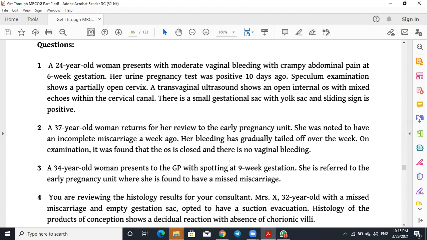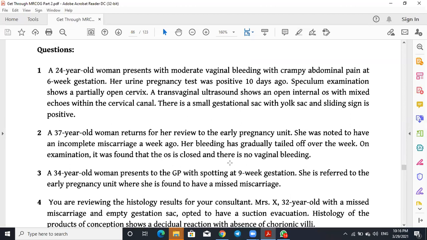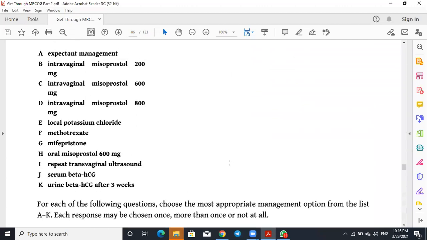What is the dose? 200 mg mifepristone and 800 micrograms misoprostol. Not according to gestational age. Here we are giving one dose, 800 micrograms. 800 for missed and 600 for incomplete.